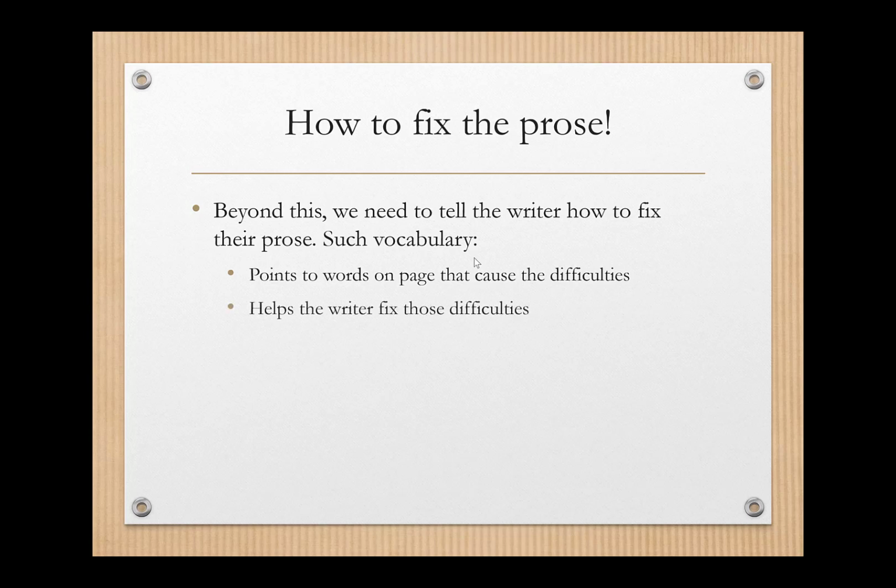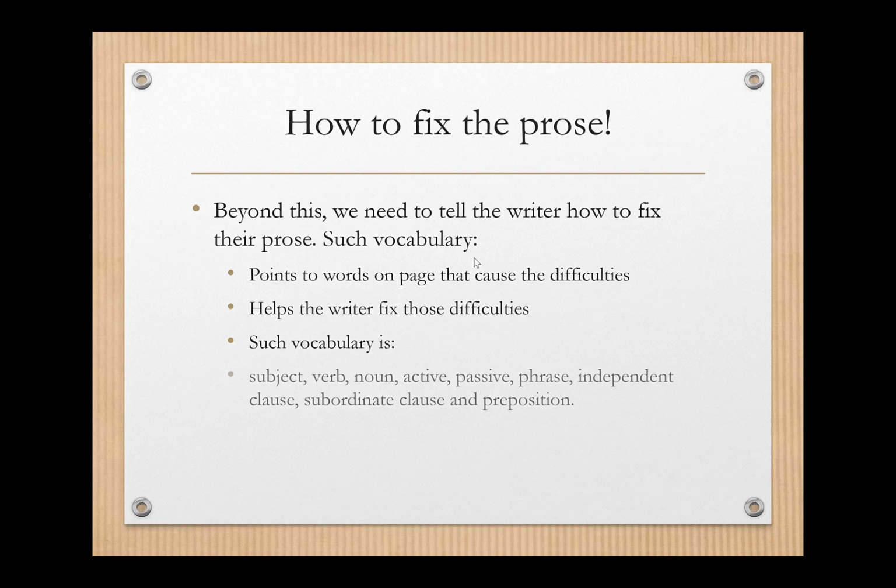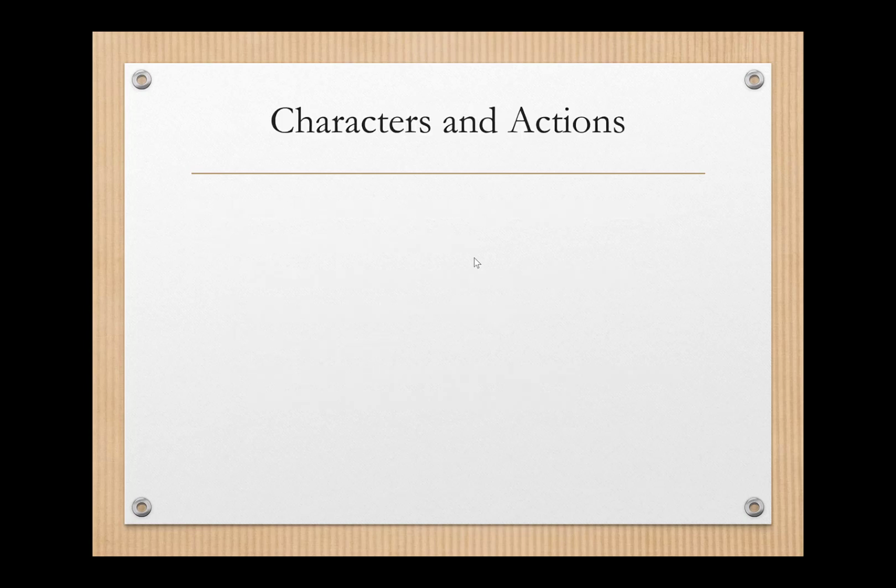This vocabulary can basically be described as, for example, the subject, the verb, and the object or the noun. We might talk about active voice or passive voice. We're going to use the phrases independent clauses, subordinate clauses, and prepositions. These are the kind of vocabulary words that we're going to use as we help each other improve our writing. We're going to actually jump straight to the subject, because every sentence is going to start with the subject.